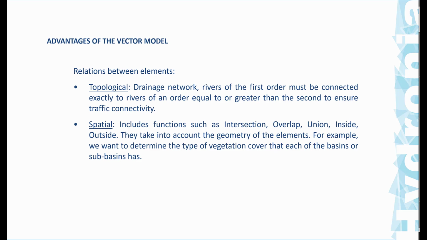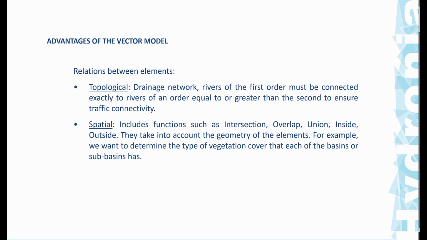The topological relationships allow you to establish the connectivity between the elements of the same layer. For instance, we could establish the order of channels in a layer that represents the drainage or channel network. And this type of relationship relies on attribute data.